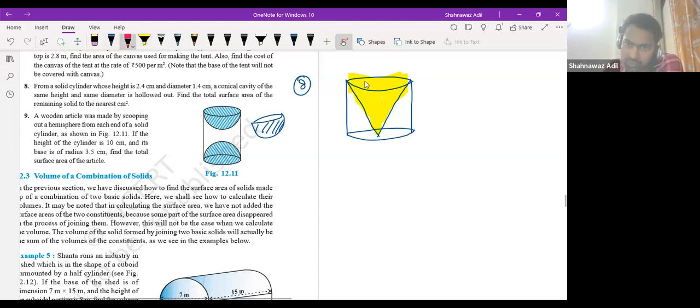So what do we know? We know that this height is how much? 2.4 centimeters. Diameter is 1.4. This whole diameter is 1.4, right? So then the radius would be how much? Half of that, which is 0.7 centimeters. Right, guys? Right, everyone? Yes, sir.